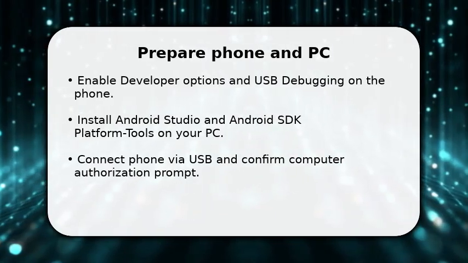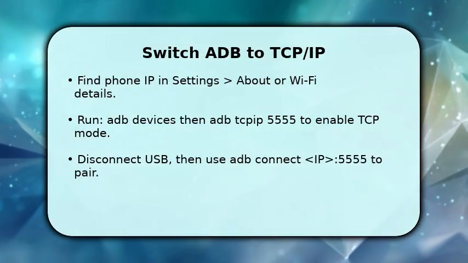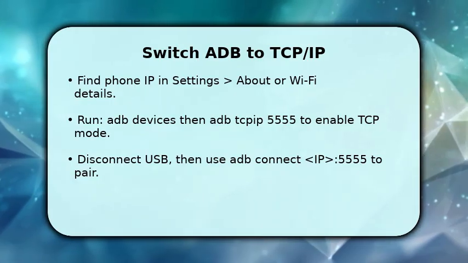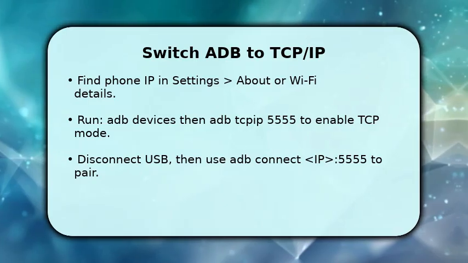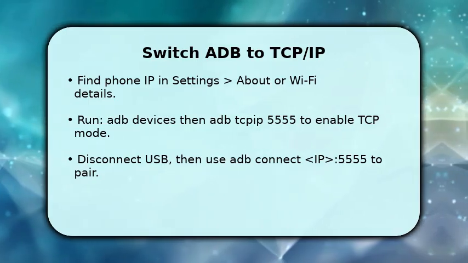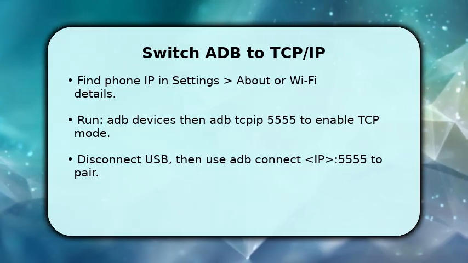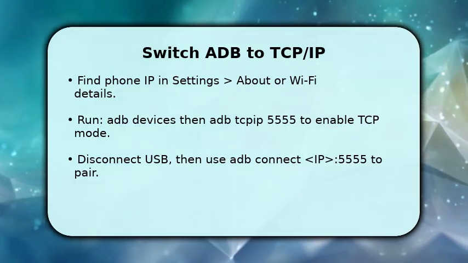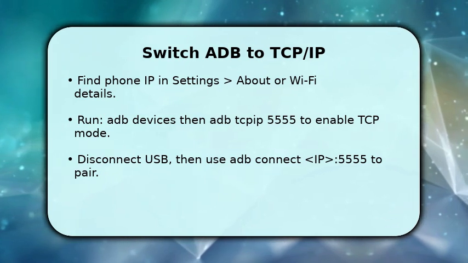First, note the phone's IP address from Wi-Fi details. You'll use that to connect. On your PC, run ADB devices to ensure the device is listed, then ADB TCPIP 5555 to tell the phone to listen on port 5555. Once the command returns, disconnect the USB cable. Make sure both devices remain on the same Wi-Fi network.